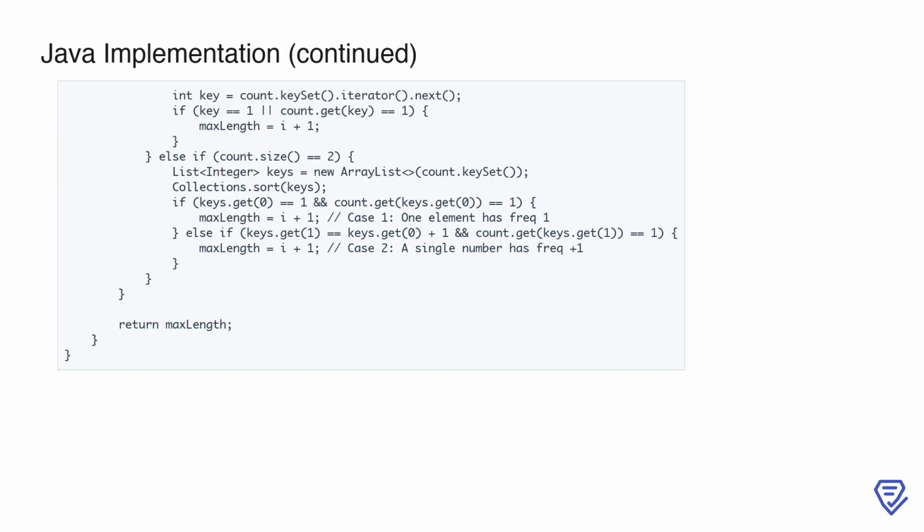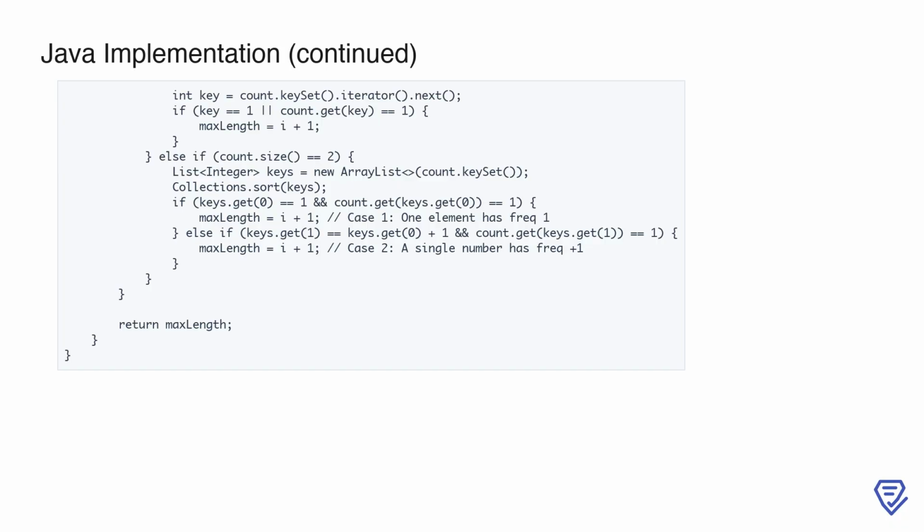In this part of the implementation, we handle the scenarios where the size of the count map is either 1 or 2. First, if there is only one unique frequency in the count map, we retrieve its key. If that frequency is 1, or if there is only one number with that frequency, we update maxLength to include the current index plus 1, indicating the entire prefix up to this point meets the condition.